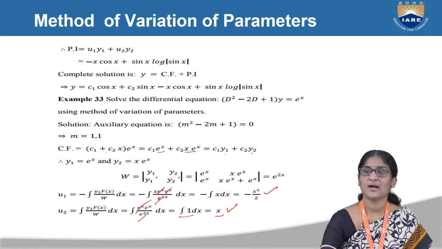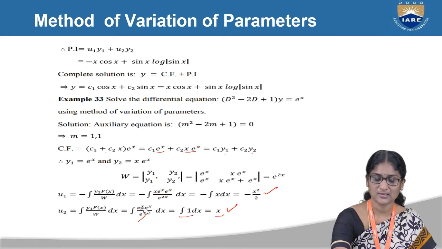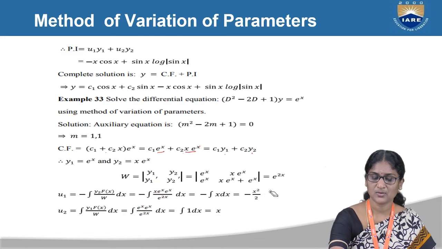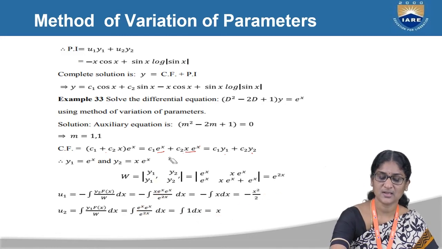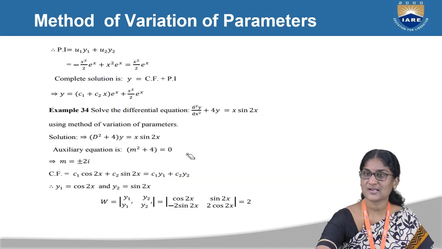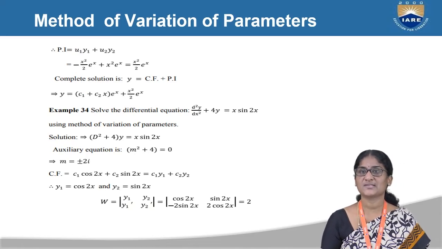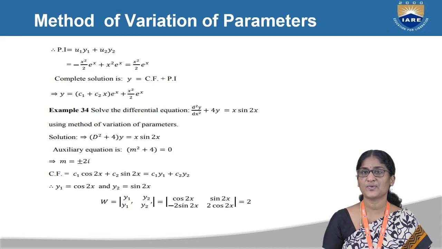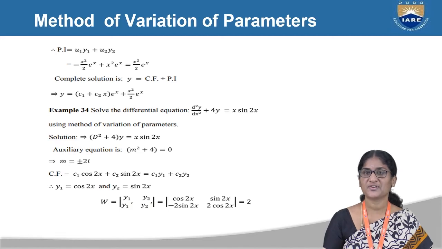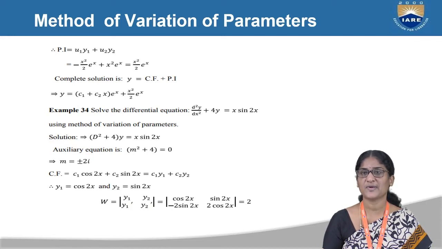Now I'll substitute this in the particular solution to find the general solution, which is for the next step in the next slide. The particular integral is equal to u1 into y1 plus u2 into y2, which is equal to minus x square by 2 into e power x plus x square into e power x, which is equal to x square by 2 into e power x. So the complete solution is complementary function plus particular integral, which can be written as c1 plus c2x into e power x plus x square by 2 into e power x.